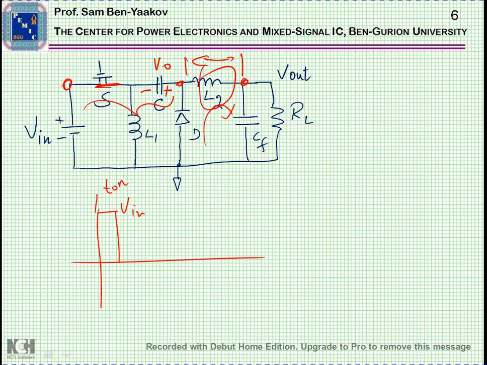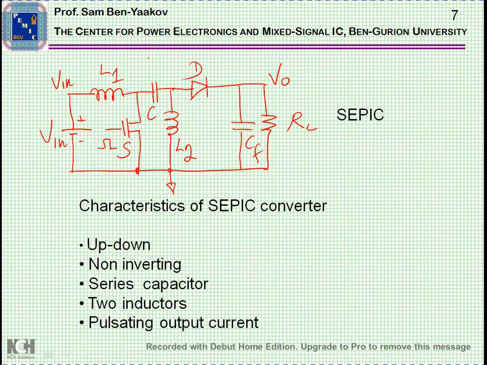So during T off, the current is going this way. This point is approximately 0, and therefore the voltage across L2 will be minus V out as we had it before. So obviously we can calculate from here also the ratio of V out to V in to be D on over D off.